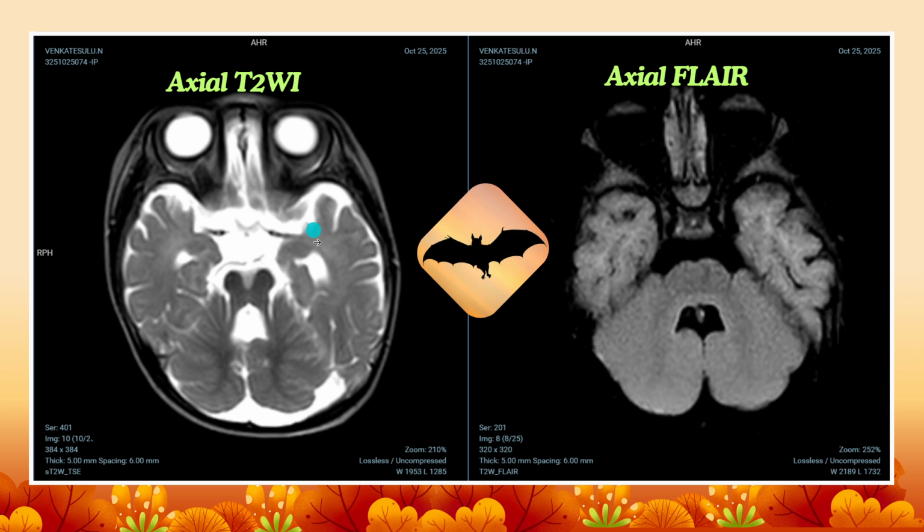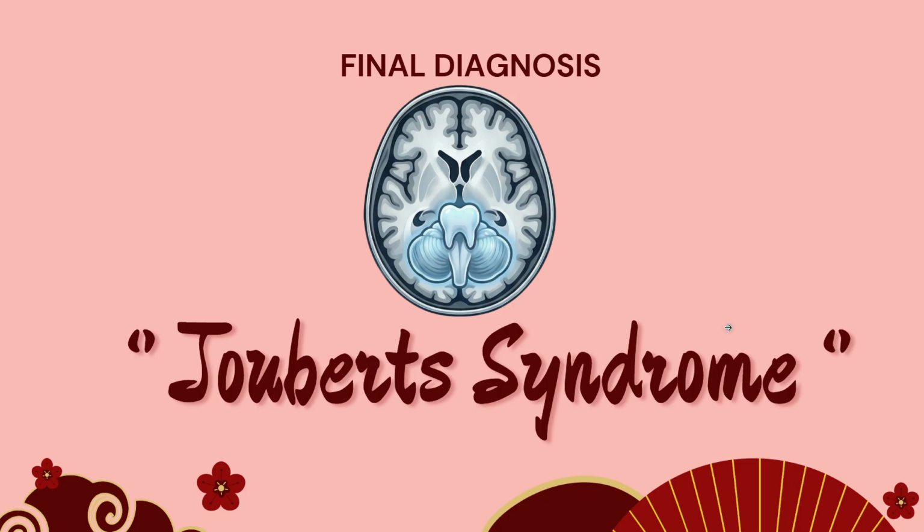On axial T2 weighted image, we can clearly see there is abnormal configuration of the midbrain with molar tooth configuration, and there is enlarged fourth ventricle and hypoplasia of the cerebellar vermis. On axial FLAIR image, we can clearly see the batwing configuration of the fourth ventricle. On clinical presentation of seizures, global developmental delay and ataxia, and imaging features of molar tooth configuration of the midbrain, hypoplastic cerebellar vermis and batwing configuration of the fourth ventricle, we diagnosed this case as Joubert syndrome.